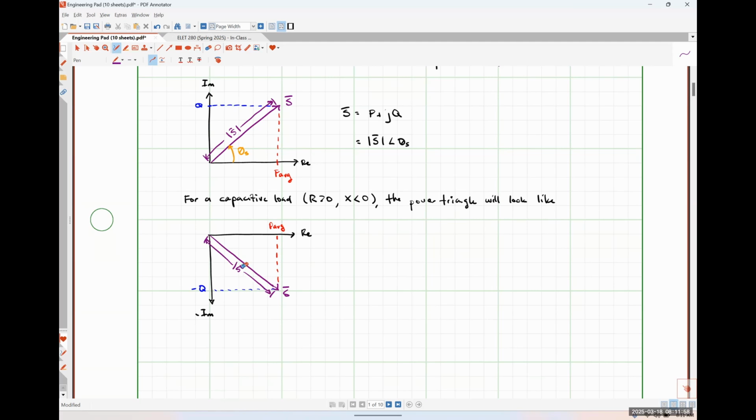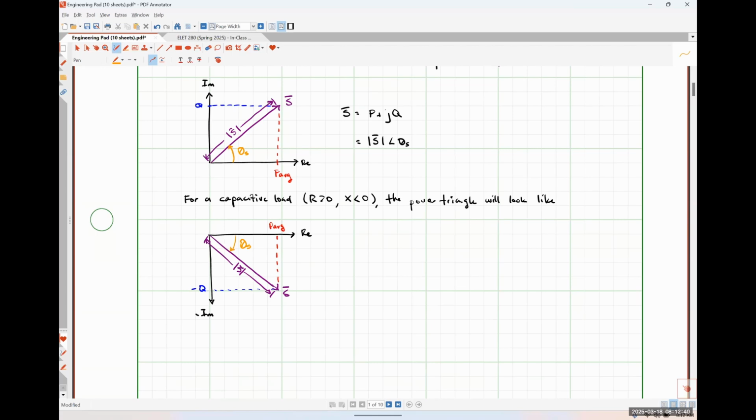And goodness, that looks horrifying. There you go. The angle formed between the positive real axis and our complex power vector will be our power factor angle theta S. So we're still going to get that same result: complex power S is equal to P plus JQ. In this case, Q just happens to be a negative quantity. And we still have the polar form relationship, with our apparent power at the angle of our power factor angle.